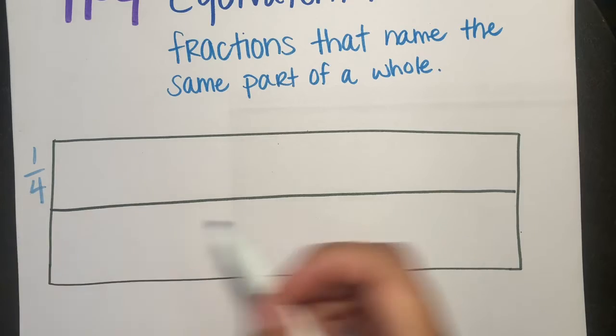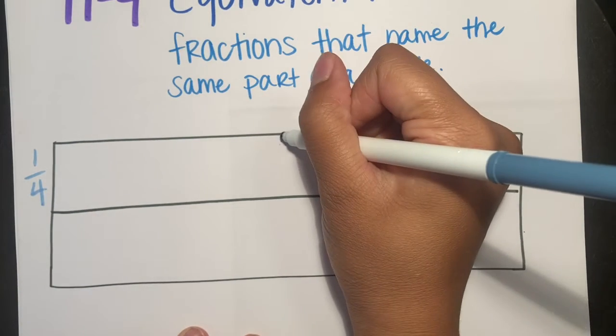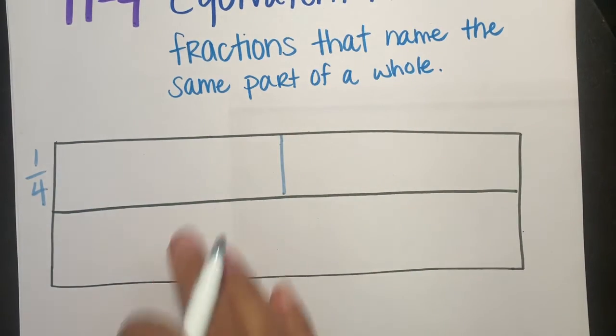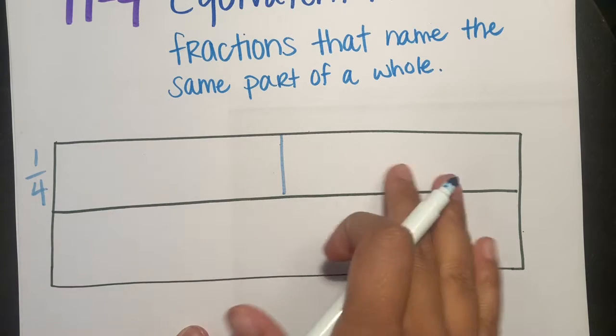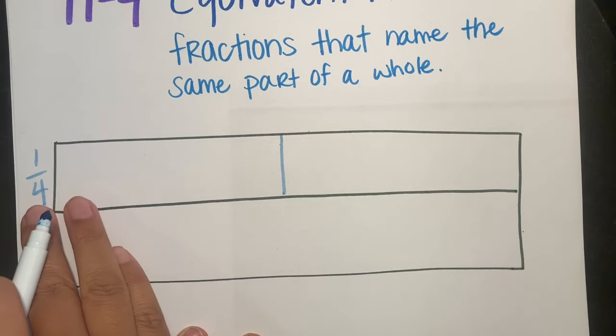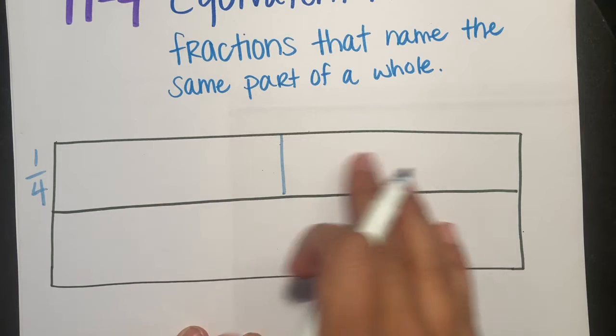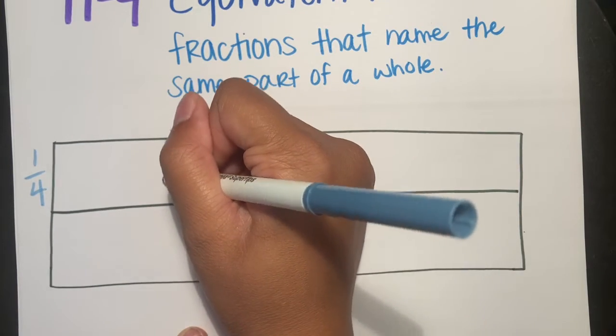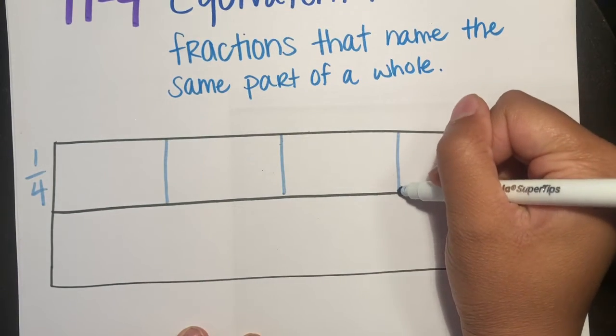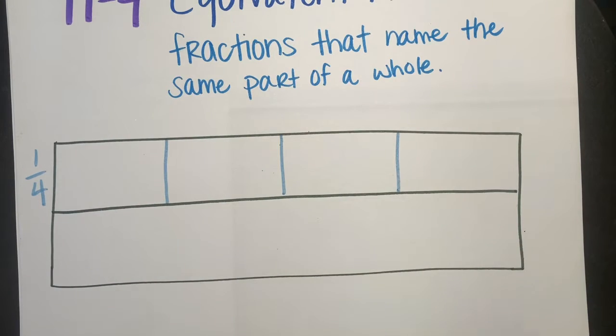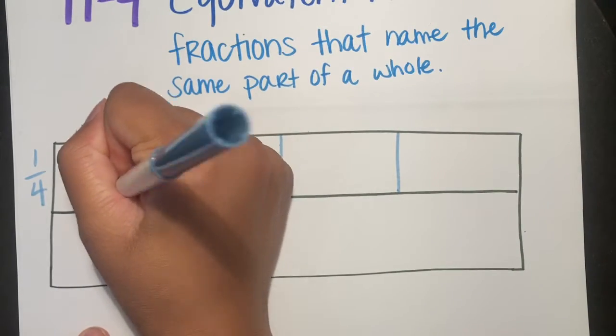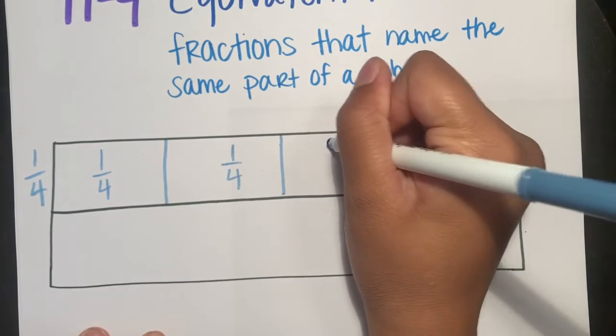Now, in order to make 1/4, we are going to put a line down the middle. So we have 2 pieces, that would be a half and a half. But we need 4 pieces. So for each of these 2 pieces, we need another 2 pieces, and we will get 4 pieces. This will then make 1/4 in each.